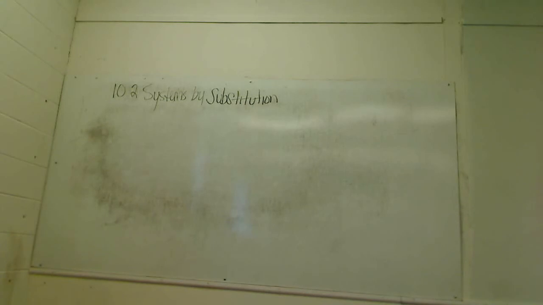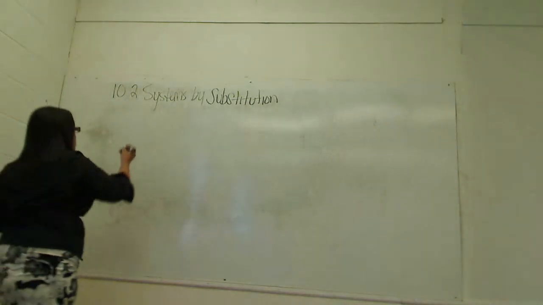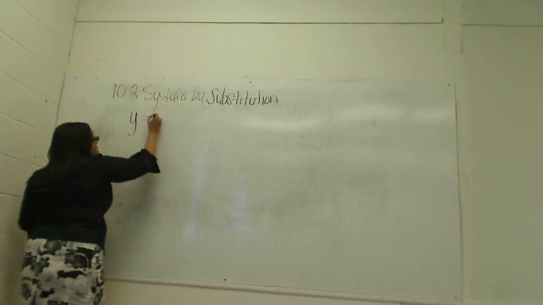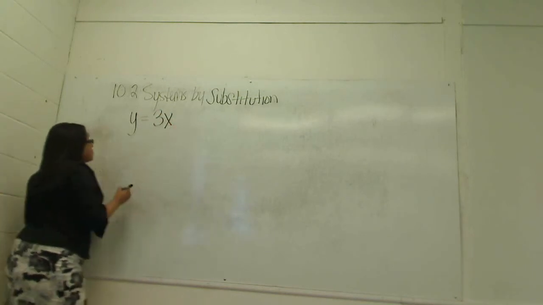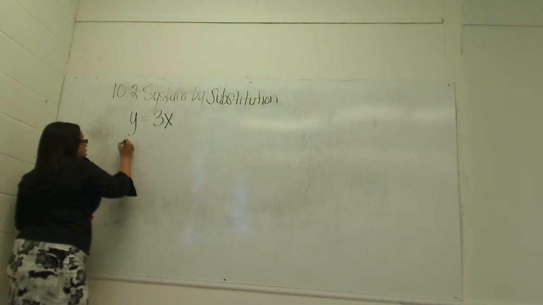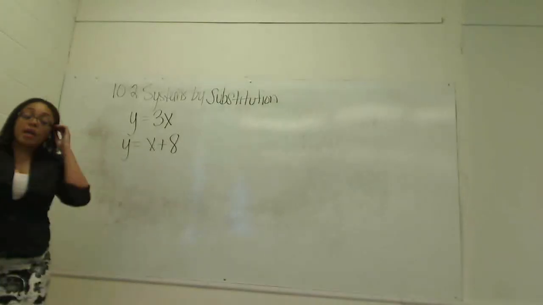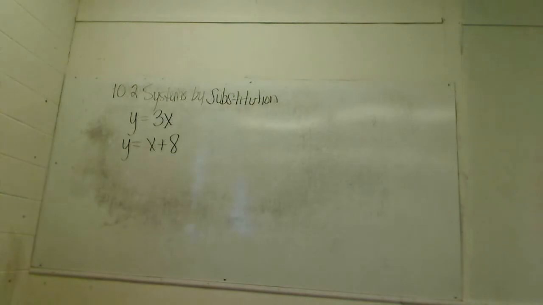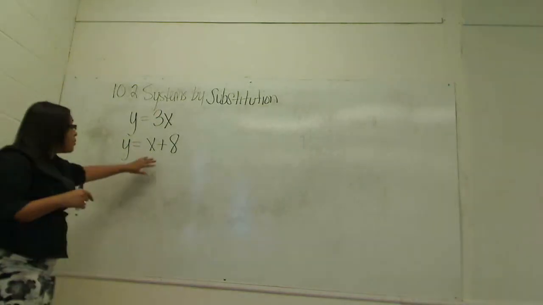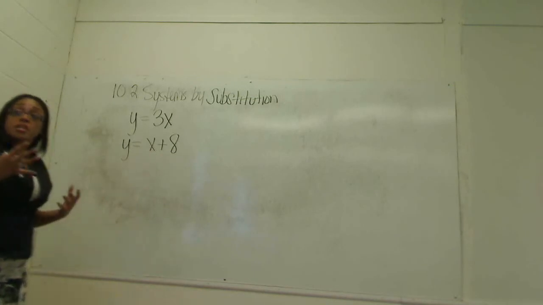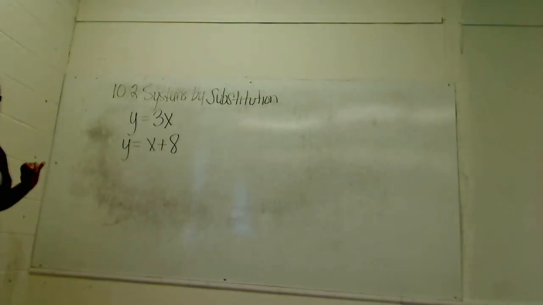Okay. Let me give you two equations. y equals 3x. y equals x plus 8. Okay? You have y equals 3x. You have y equals x plus 8. Yes, you could graph these. You could definitely do it. You could make a line showing 3x using the x, y table. You could make a line using x plus 8 using that. But substitution is a good method here.